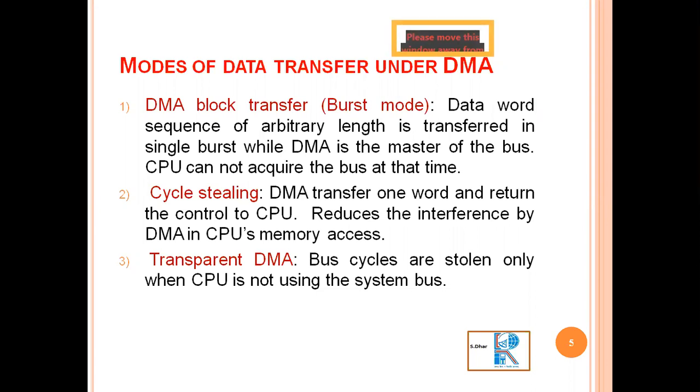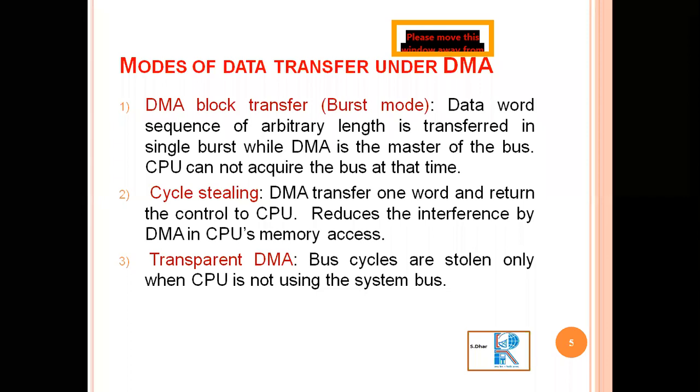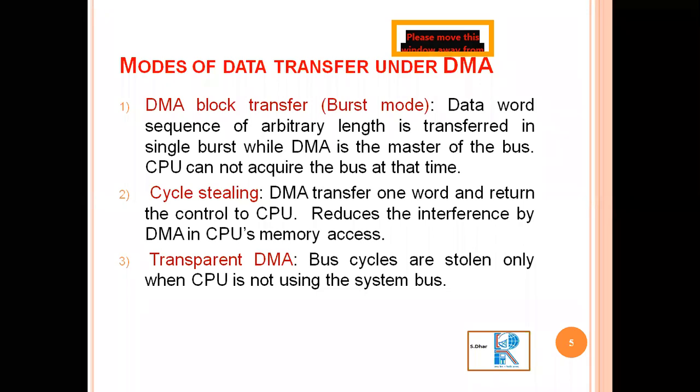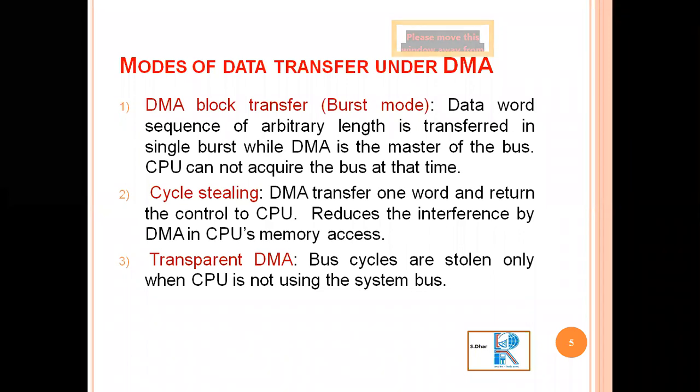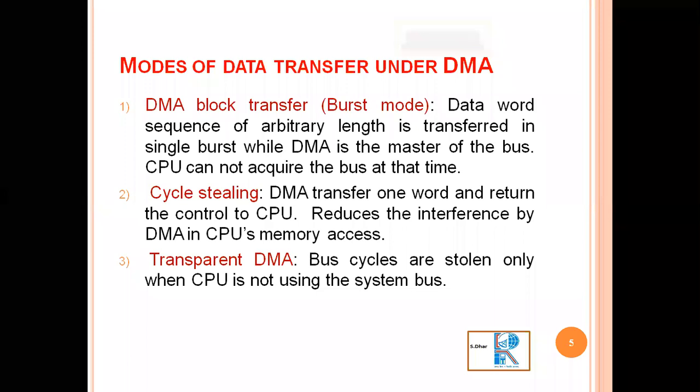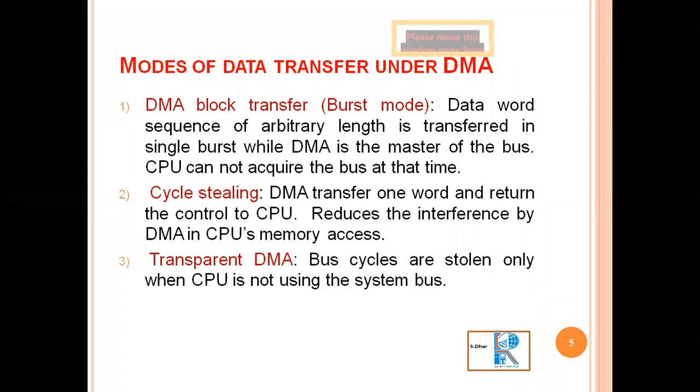And all the cycle stealing will happen at the appropriate breakpoint. Suppose at one breakpoint, DMA transfers one word. Then at the next breakpoint, it will leave the bus to the CPU. The CPU will do some work. Then comes the second breakpoint. Again at the second breakpoint, DMA will transfer another word. In this way, the cycle stealing method works, and DMA transfers the data between memory and IO. This is the second technique for transferring the data using direct memory access.